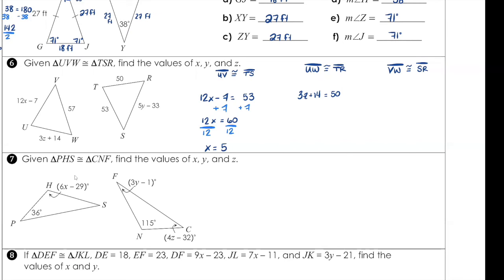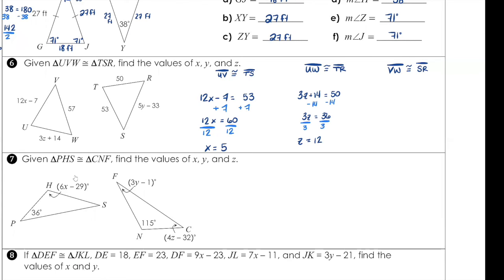Subtract 14 from both sides. It's 12. Okay. So 3z equals 36. What do you want to do next, Henry? Okay, you want to divide it by 3. Divide both sides by 3. So z equals 12.